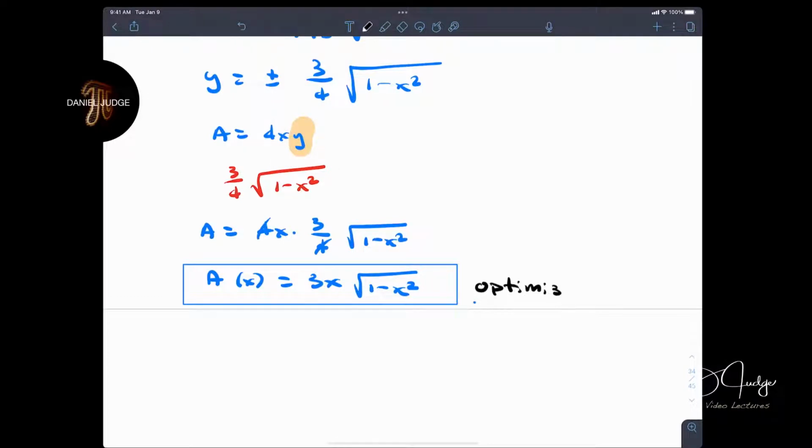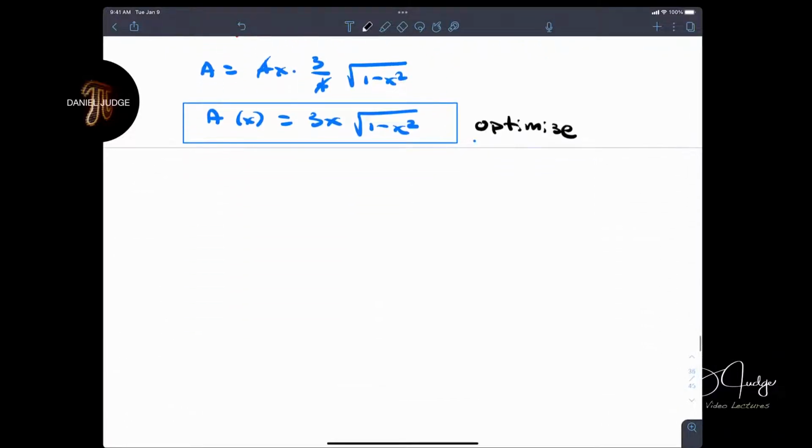To optimize that function, which really means to find the relative max, relative min, sign analysis on the first derivative. So this is an area formula for the rectangle. If they want the dimensions for the maximum area, it's going to give you a relative max, guaranteed. Okay, so we need a derivative. So that's the idea, is to optimize.